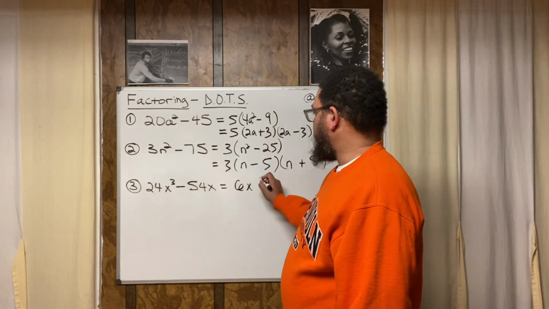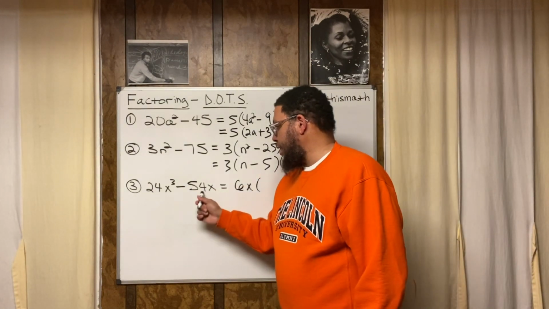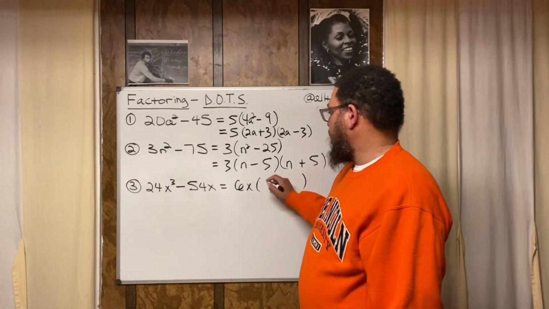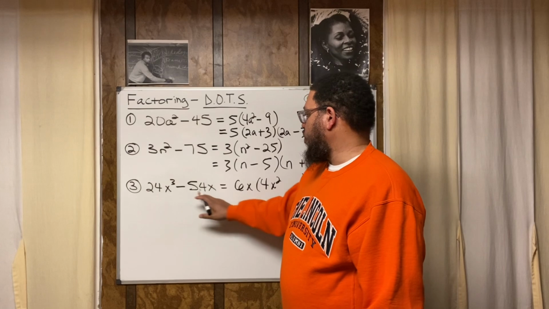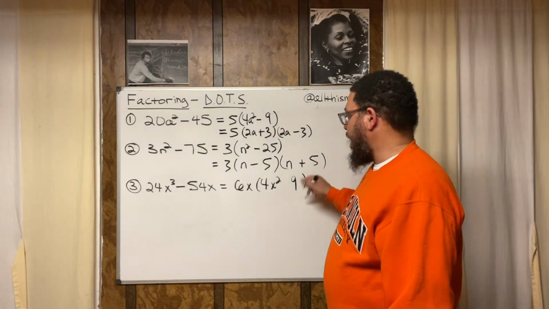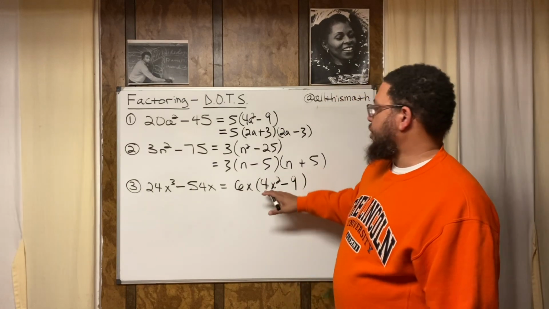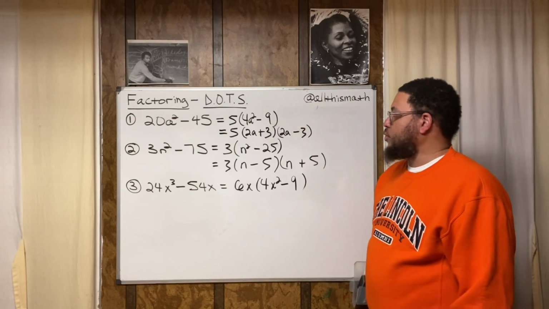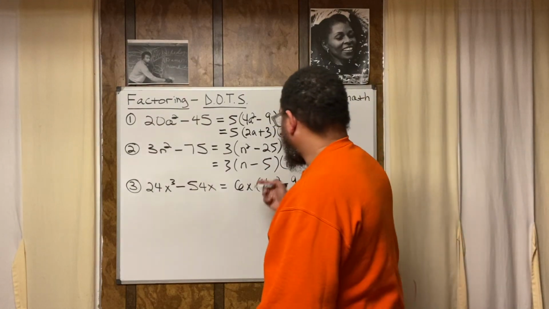X to the first. Then you put your parentheses, one set of parentheses with a GCF. You divide this by the GCF, you divide that by the GCF, and put those answers inside the parentheses. 24 divided by 6 is 4. X cubed divided by x is x squared. 54 divided by 6 is 9. X divided by x is 1, so it's just 9 by itself, because 9 times 1 is 9. Bring the minus sign, put it right there. This is a difference of 2 squares, just like the others were. It's basically the same thing, just with a different variable. Now, let's finish it.